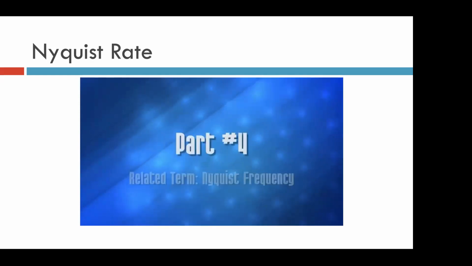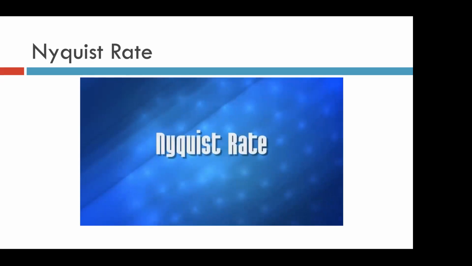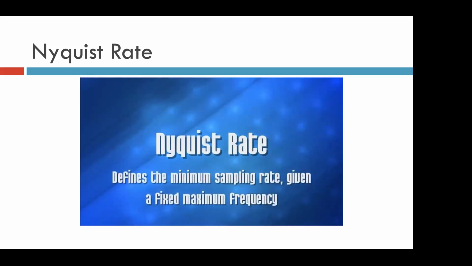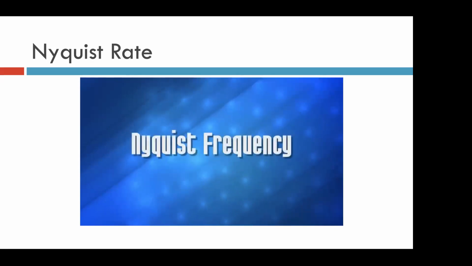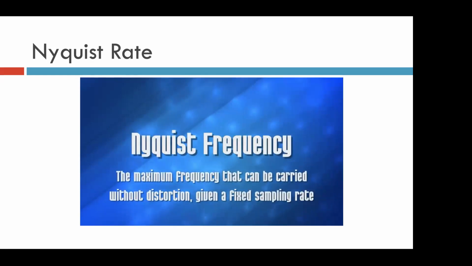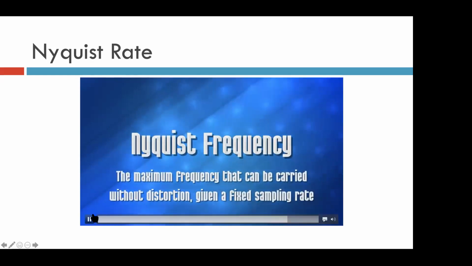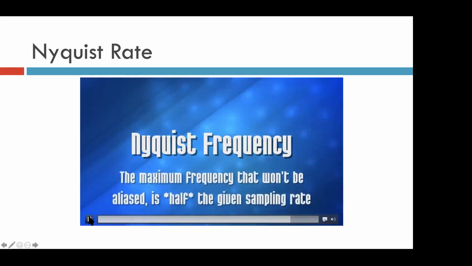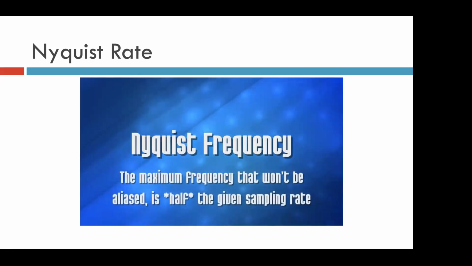Right before we end off, here's a related term, Nyquist frequency. While sounding very much the same, it does not refer to the same thing. You see, while Nyquist rate refers to the sampling rate at which a given maximum frequency would not become aliased, Nyquist frequency refers to the maximum frequency that will not become aliased, given a fixed sampling rate. This, of course, means that Nyquist frequency is half the sampling rate. That's all there is for this episode on Nyquist rate.